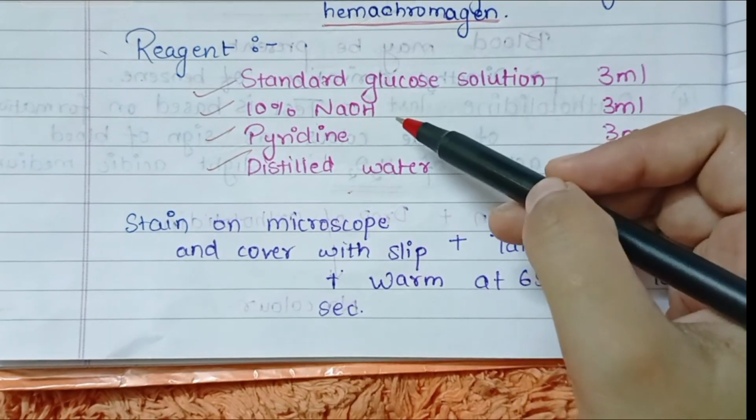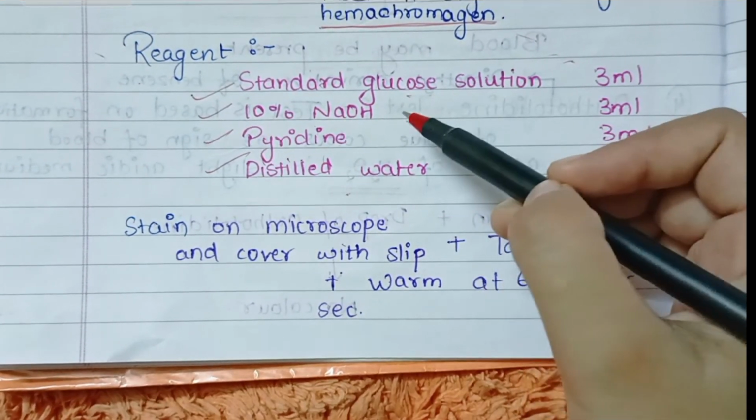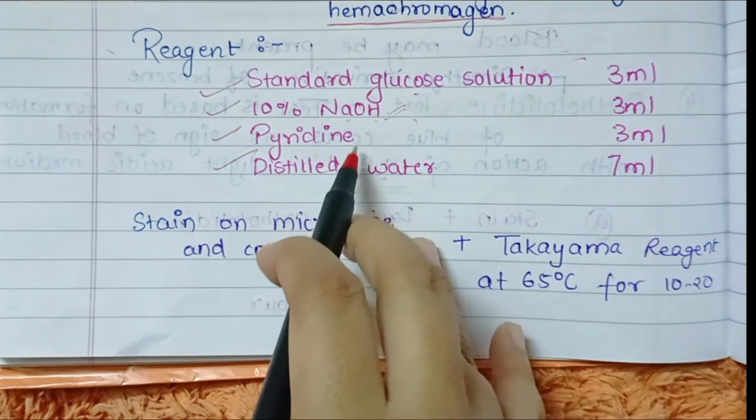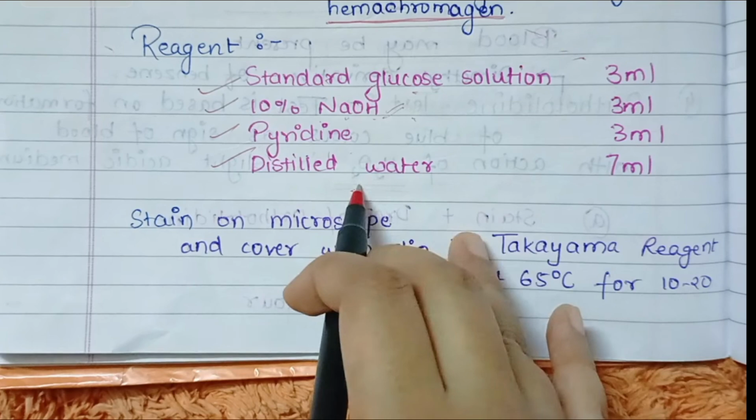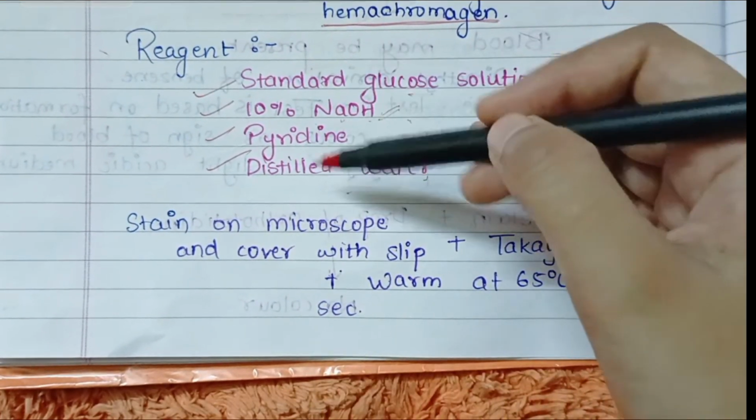First one is the standard glucose solution, 3 ml. Then NaOH, which is highly basic in nature, 3 ml. Then 3 ml of pyridine, and distilled water, 7 ml. Now this is a microscopic test.